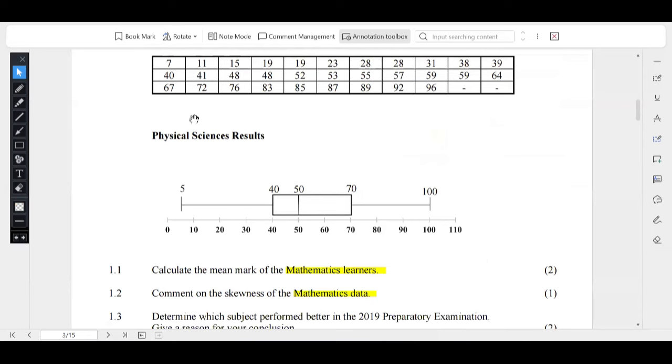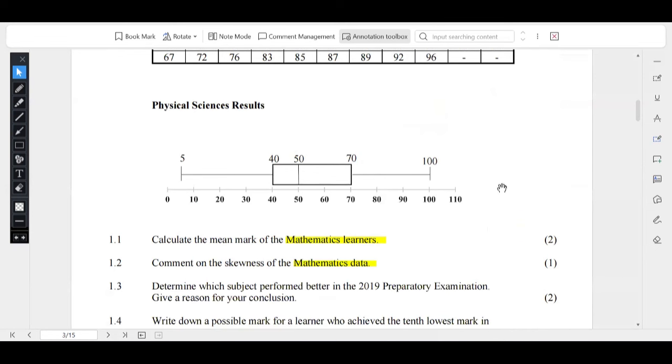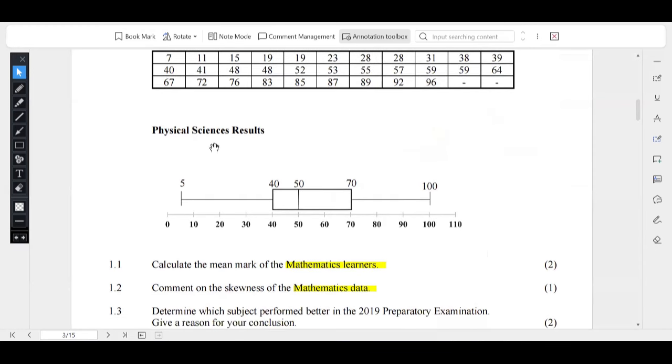We have 1.3. It says, determine which subject performed better in the 2019 preparatory examination. Give a reason for your answer, right? So for this, if we have a look at this, the one thing that will make us compare which one performed best is to check the lower 25% of the results. Understand this with a box and whisker. From minimum to Q1, this represents 25%. From Q1 to Q2, this is another 25%. From Q2 to Q3, this represents another 25% of the data. And from Q3 to the maximum, this is 25%. So if you add all these quarters here, they give you 100%, right? So we want to be looking at the 25th percentile.